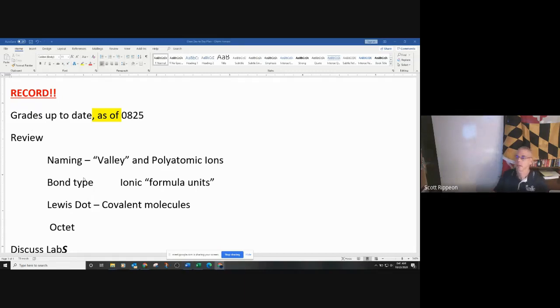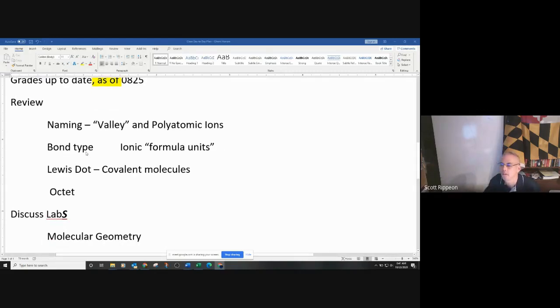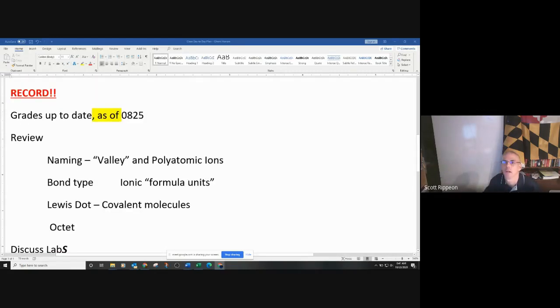Okay, so the plan for today basically is we're going to quickly go over naming the valley and polyatomic ions. Make sure we review the bond type. There's a name called formula units. We'll just make sure we understand. Check over Lewis dot structures, check over octet. I would ask that if something does not make sense, you please ask questions.